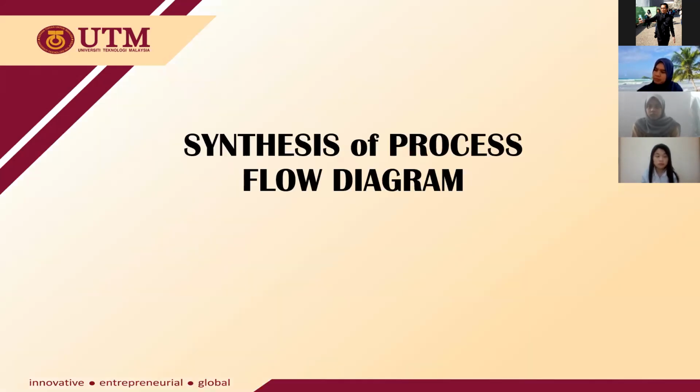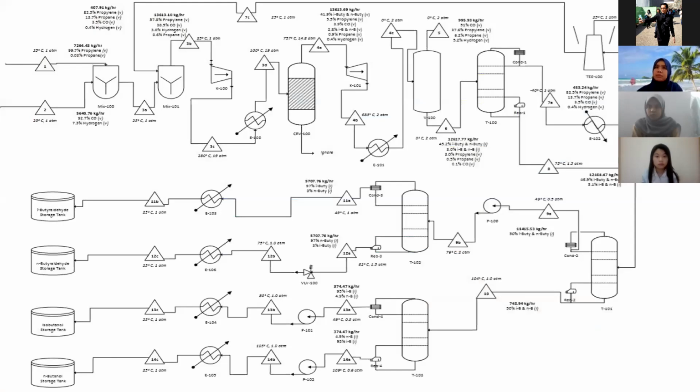Let's move on to the synthesis of process flow diagram. As I said just now, we have selected process pathway 2, which is the hydroformylation of propylene using rhodium carbonyl catalyst. First, as we can see here, 7,264 kilogram per hour of pure propylene is mixed with 5,640 kilogram per hour of synthetic gas at STP condition, 25 degrees C and 1 atm. And the output of this first mixer will be mixed with a recycle stream, which I will explain later.